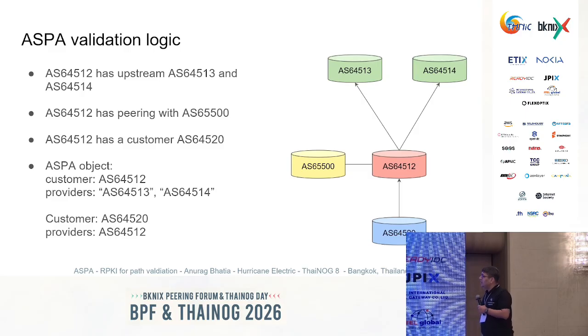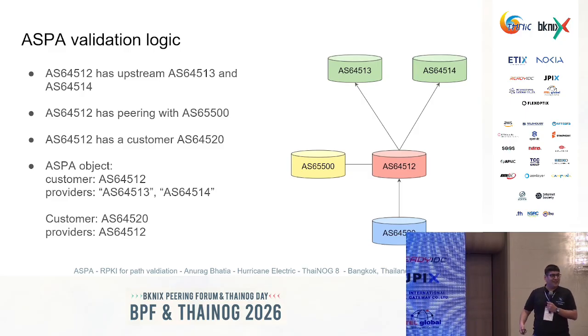Here's the validation logic. I'm using these large ASNs because using AS1, 2, and 3 is not a very good idea. Those are actually ASNs, but then it becomes tricky to speak these ASNs out.